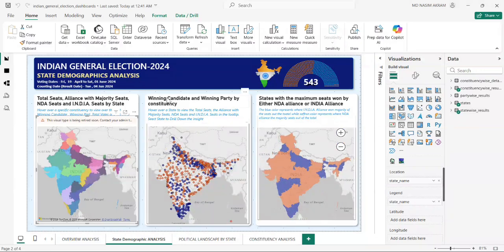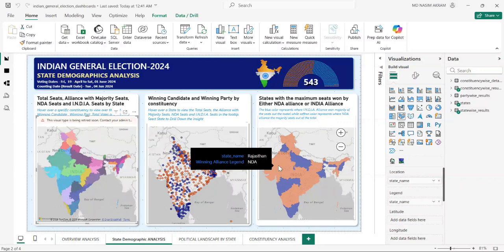So here we would see that all the dots in the saffron color represent NDA, and they are candidates of the NDA alliance who have won. And these blue dots are candidates of the India alliance who have won the elections.